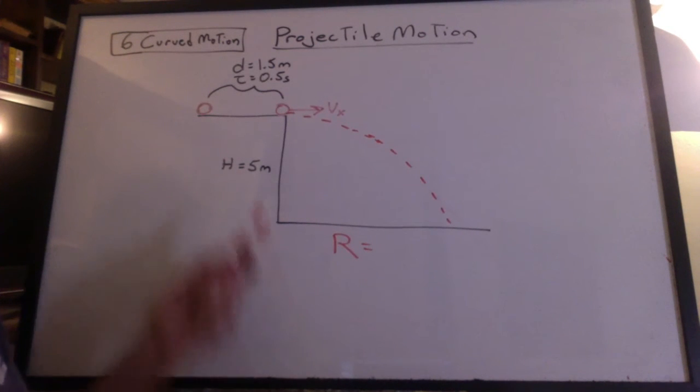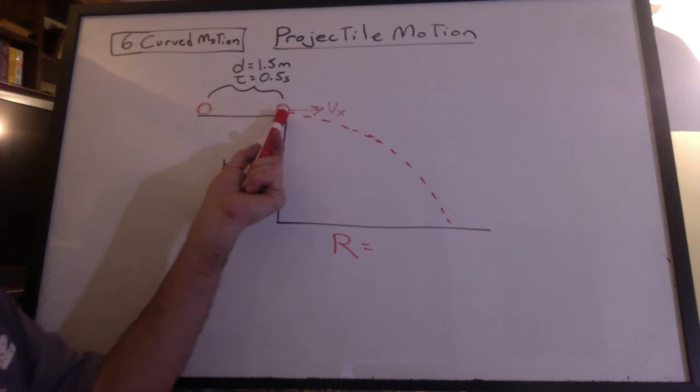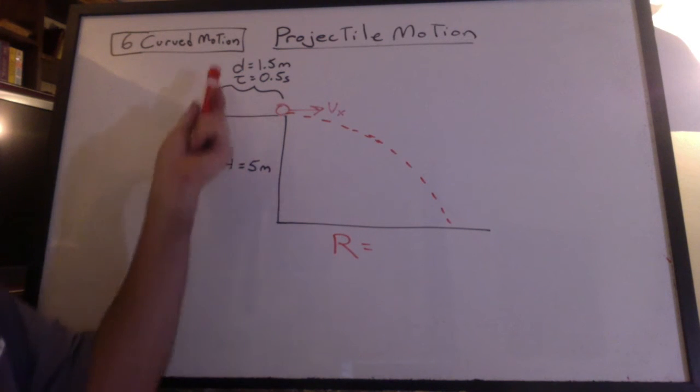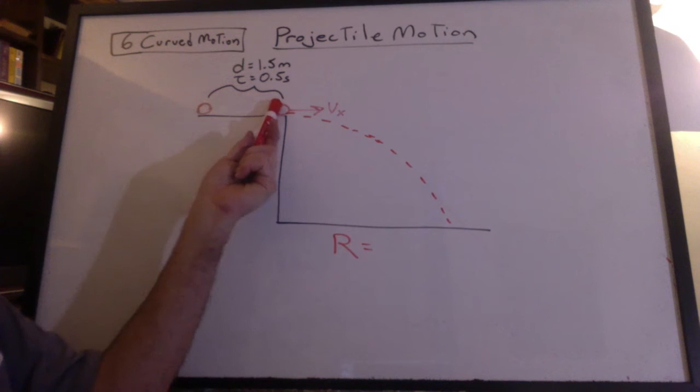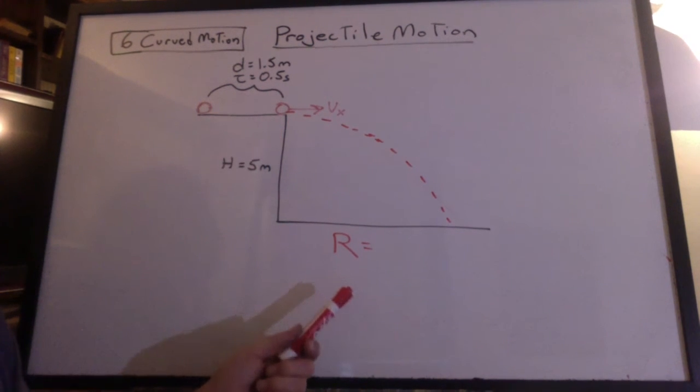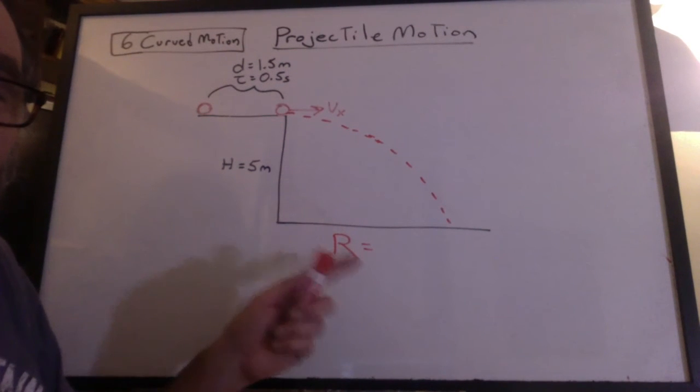So here's a problem. We have a ball that rolls along a table. The table is 5 meters above the ground. It rolls a distance of 1.5 meters in half a second. What's the range? Pause this video and try it first.